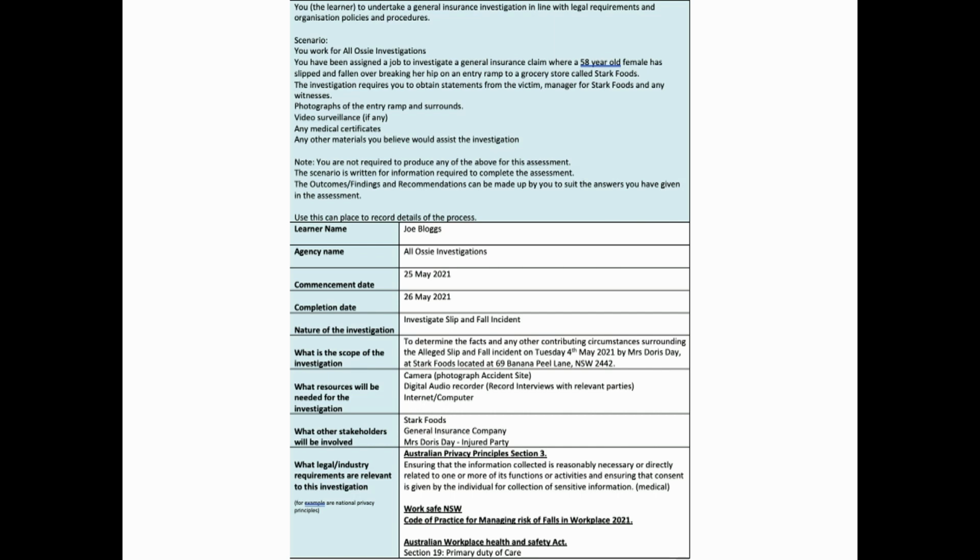So the scope, a lot of people say, what is the scope? Well, the scope is really just copy and pasting what you've been asked to do. It's not that hard. The scope of the investigation, so this is to determine the facts and any other contributing circumstances around the alleged slip and fall.